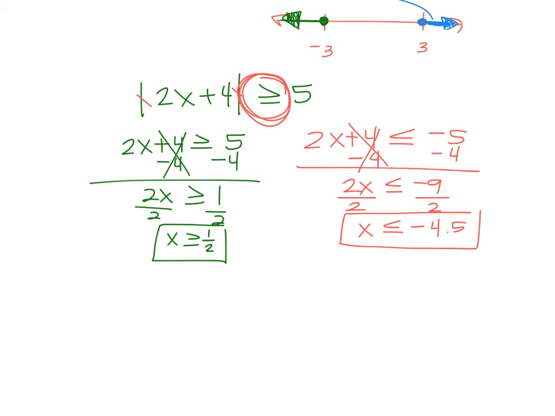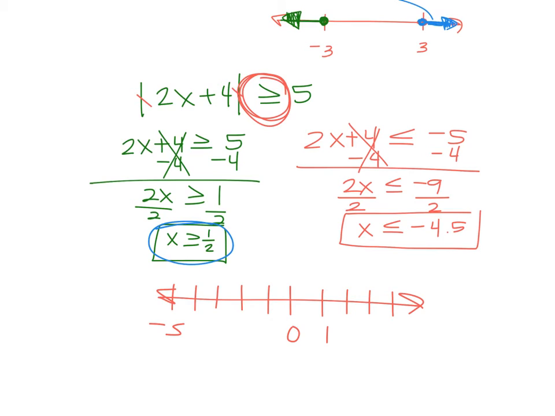That's an or problem. So when you graph this, if this is 0, 1, 2, 3, 4, 5, so this is negative 5, this is 0, this is 1. If I plot my points, x is greater than or equal to 1/2. So here's 1/2. Okay, it's a closed dot. What direction is my arrow going? To the left or the right? That's going to go to the right, because it's greater than.